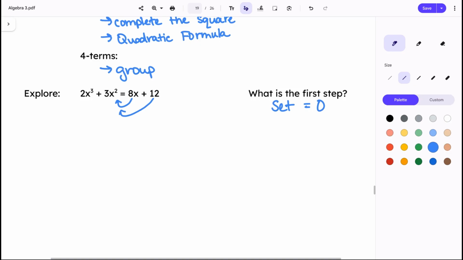I'm going to subtract both of those to the left side. And I'm going to rewrite this now so it'll say 2x to the third plus 3x squared, and then minus 8x and minus 12. Then we're going to try to group. So we're going to group the first 2 together and the second 2 together. What can we take out of the first grouping? X squared. And what's left over if you take out an x squared?